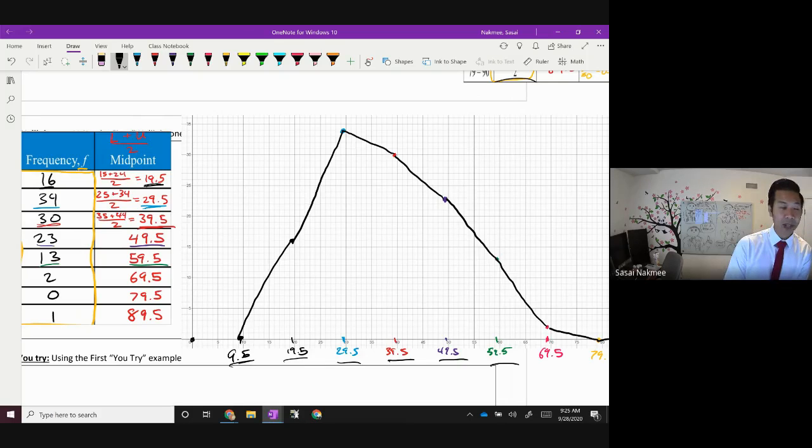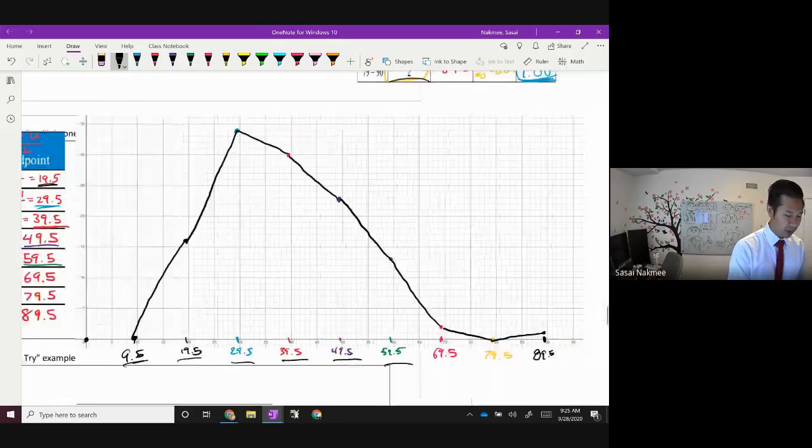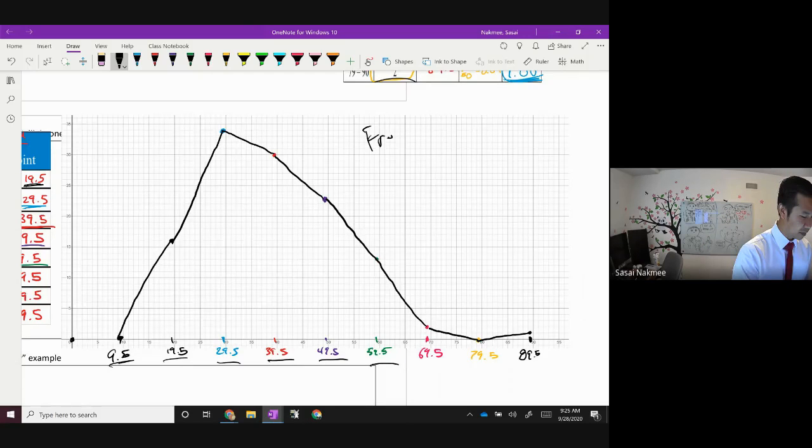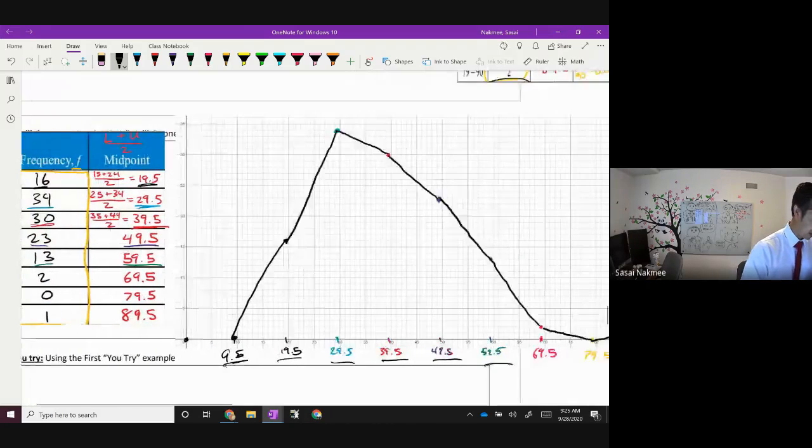Which way is the right way? Technically, the way that most people like it is this one. I would connect it to 0 just because it's easier. I accept both, so either one that you decide to draw will be acceptable. And that's your frequency polygon, right? This is your frequency polygon. I can't spell frequency. Frequency polygon. Oh, it's like right there.